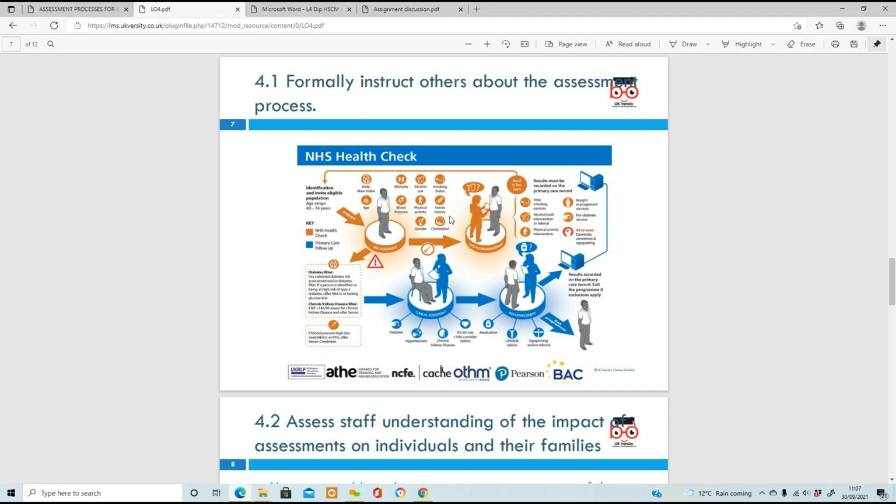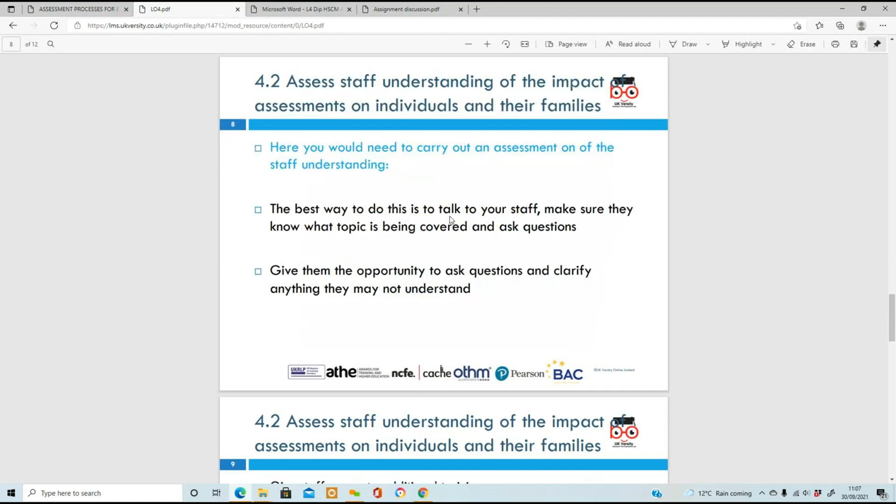Exactly. That's true. Brilliant. So let's go on to 4.2, which is quite a short one as well, which is assess staff understanding of the impact of assessments on individuals and their families. So here you would just carry out an assessment on the understanding of your staff. You've got to check, do my staff actually know why these assessments are being carried out? Do they actually know what the impact of these assessments are on the person, like the service user, the patient, and their families?